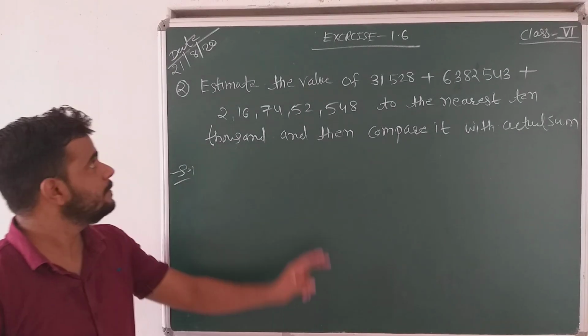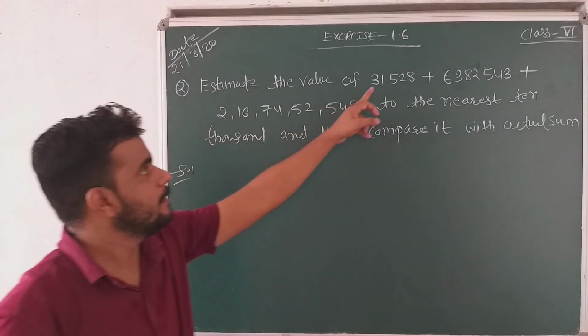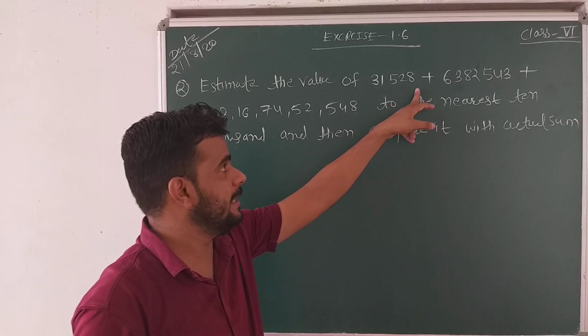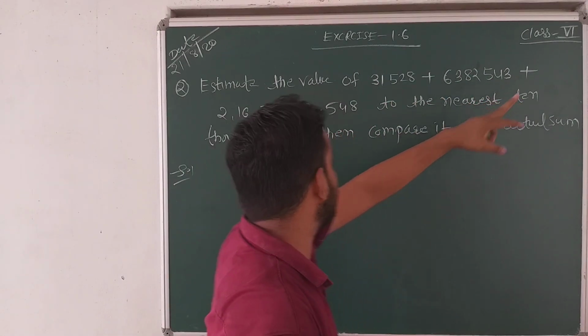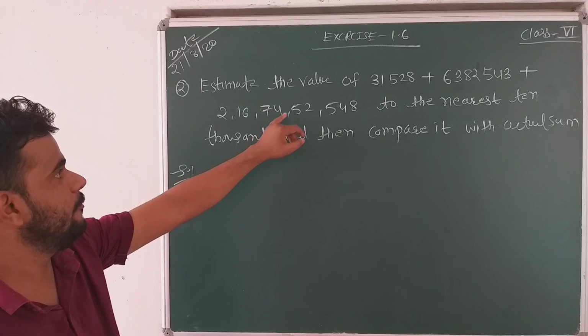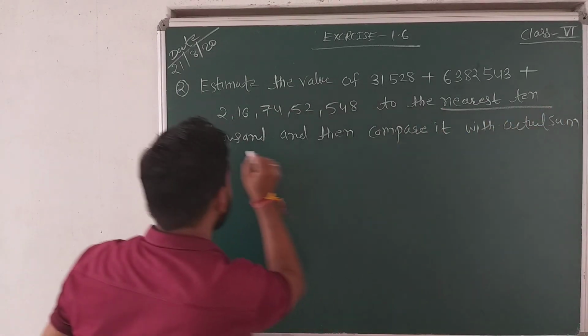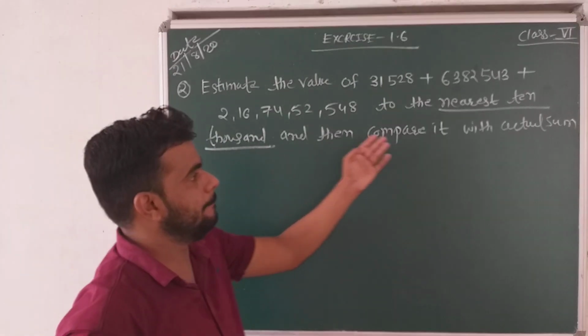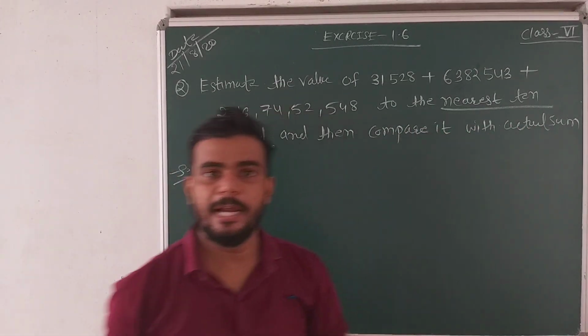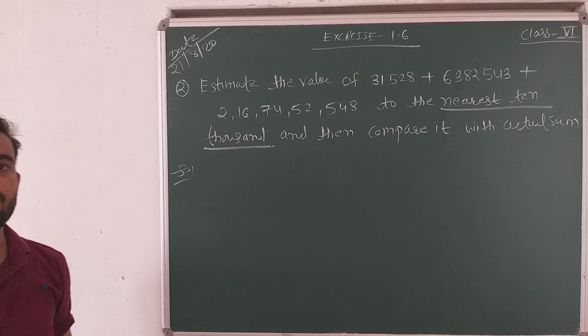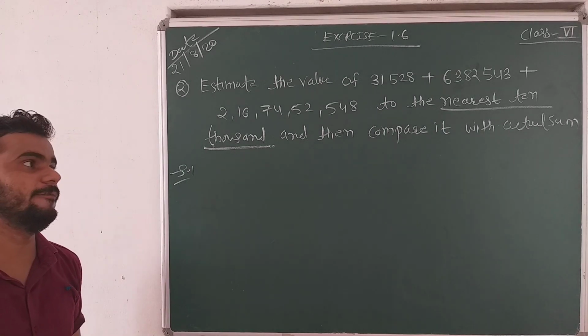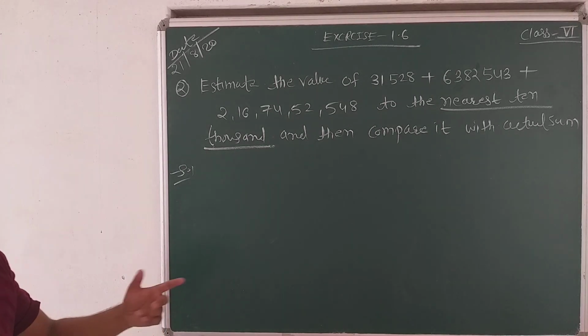Okay, so the next question: estimate the value of 31,528 plus 6,382,543 plus 216,745,258 to the nearest 10,000, and then compare it with the actual sum. It means first we have to make the estimate, afterwards add, and then we will find out the actual sum. So compare both of these.